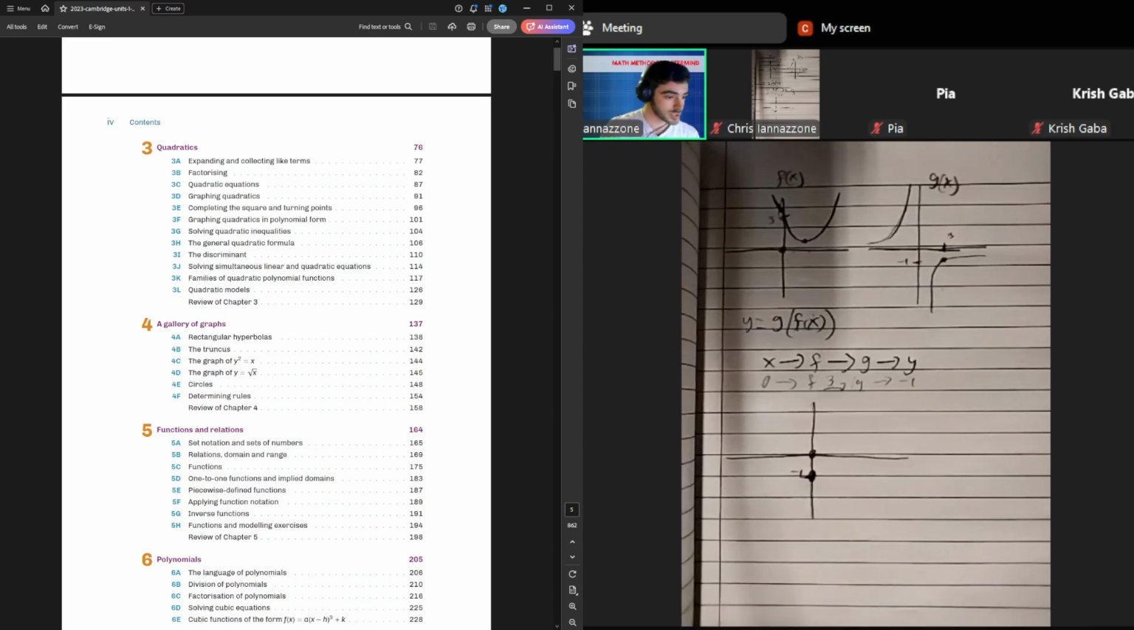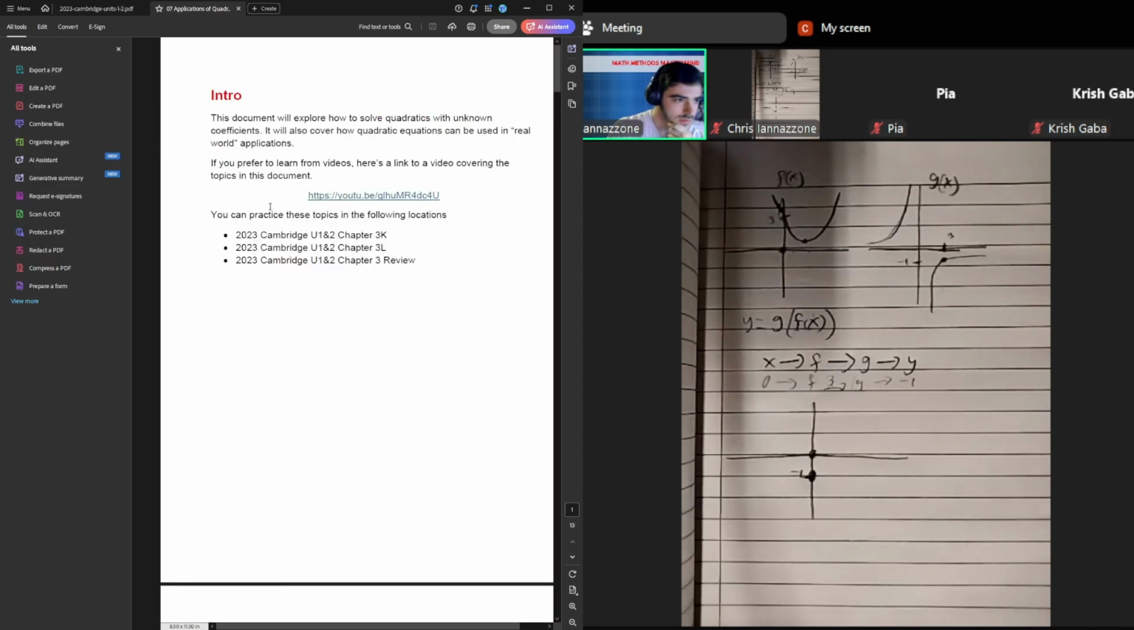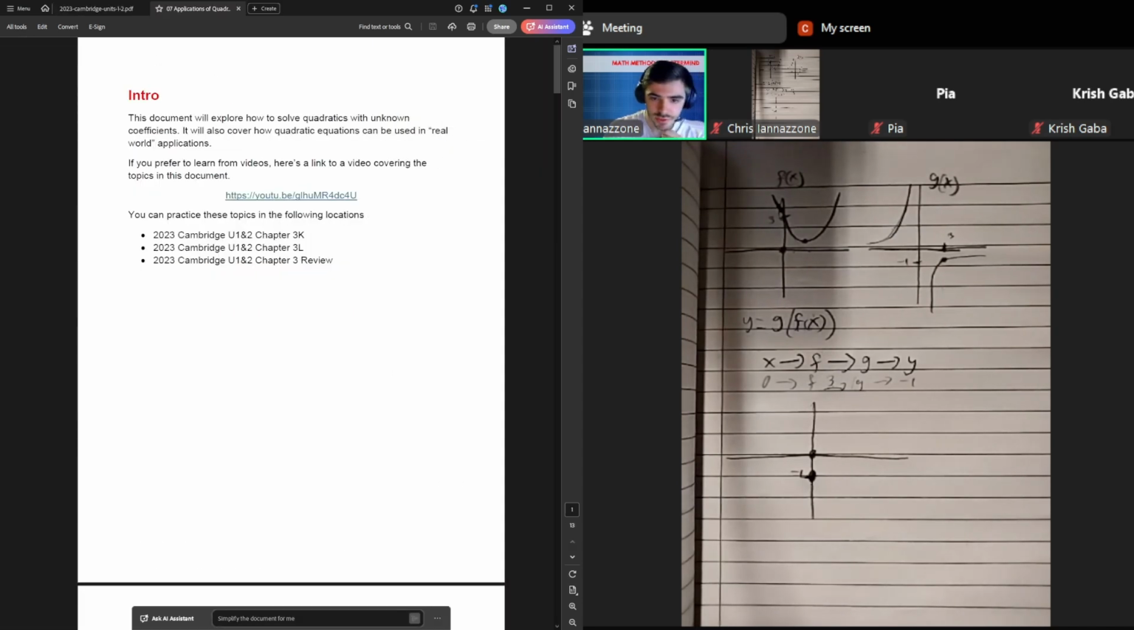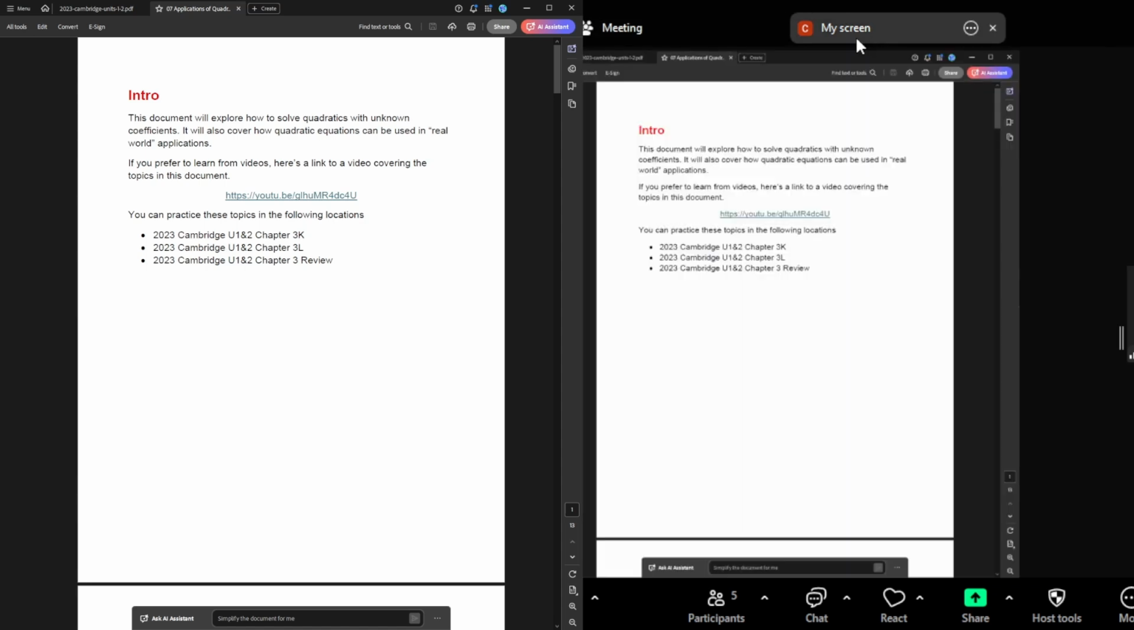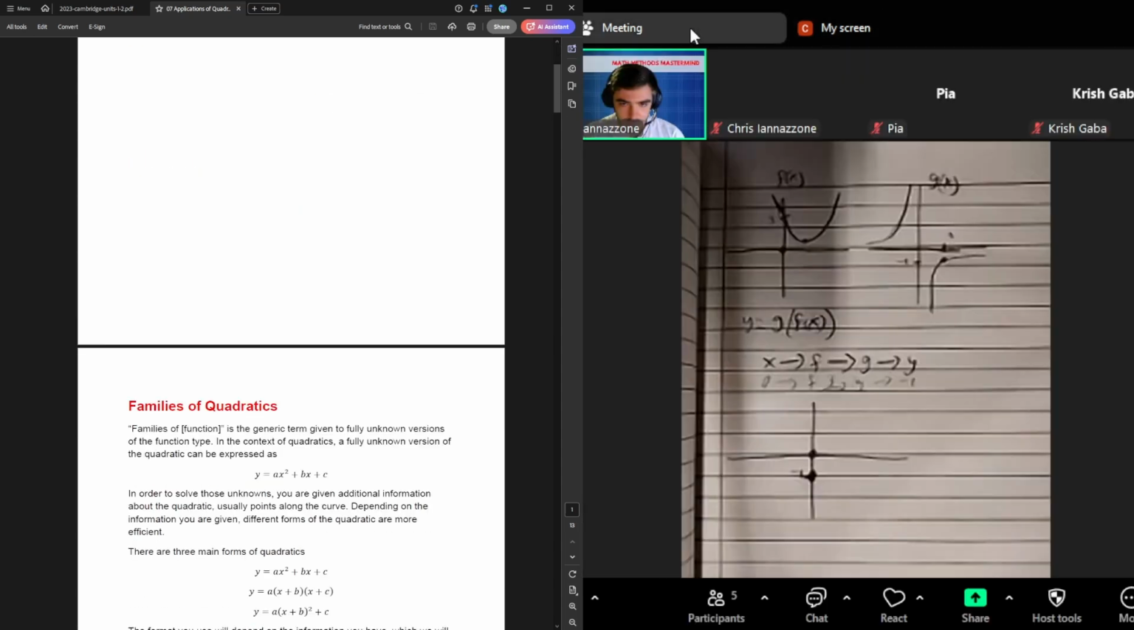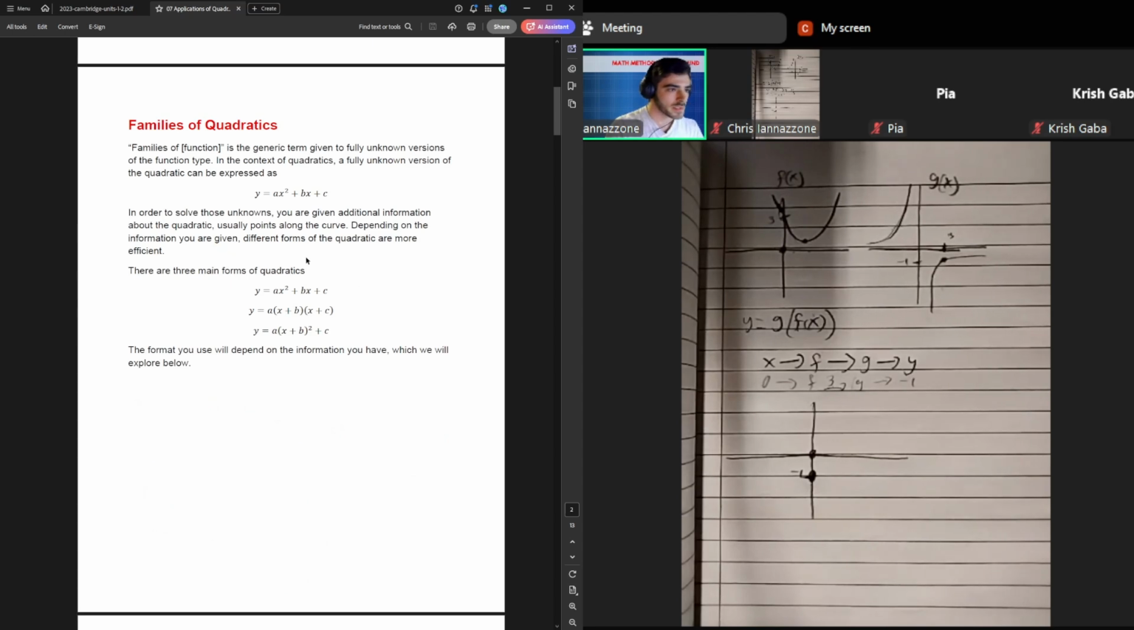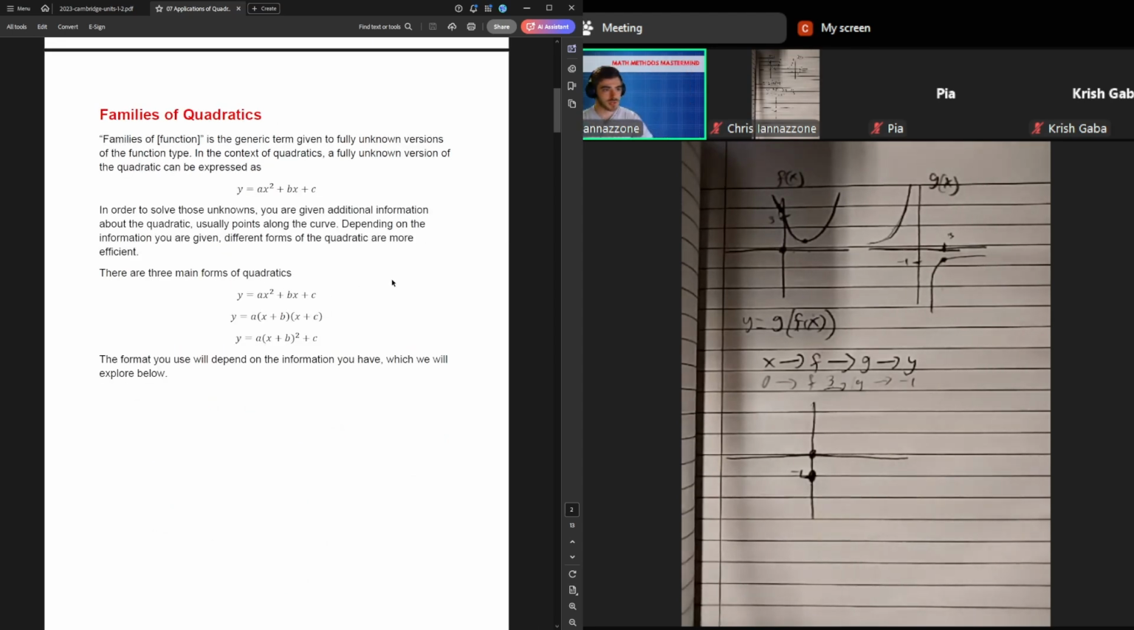Okay, so quadratic models. We were doing 3L. Okay. We got the notes for that. Quadratics, applications of quadratics. Okay, double checking this is all good. I am in fact screen sharing the right things. Yes, cool.